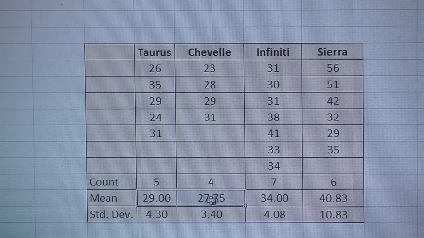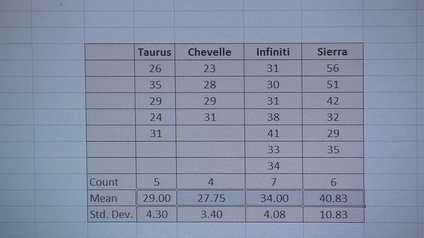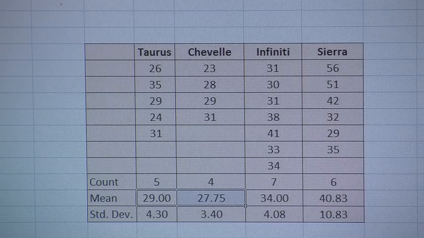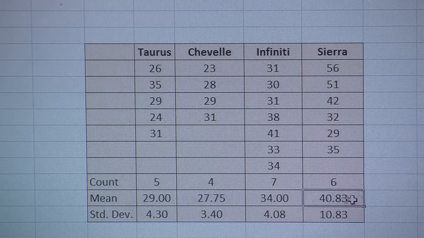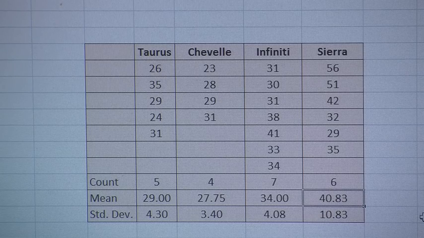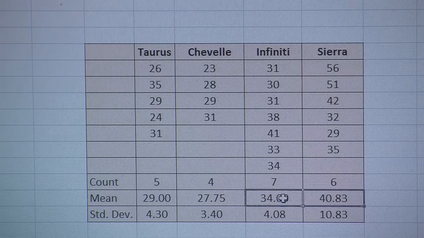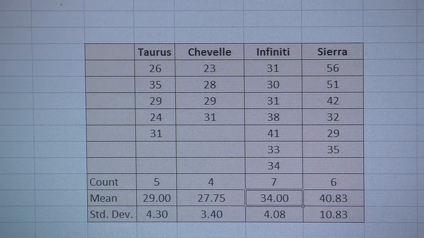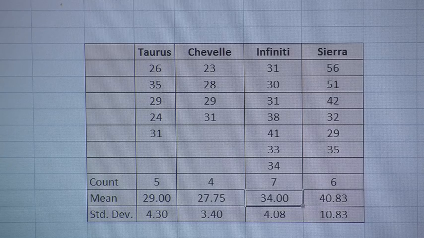Notice here we've got group means that give us some guidance. It seems to me that the Taurus and the Chevelle get about the same mileage. The Sierra appears to get quite a bit more mileage than the Taurus and the Chevelle. I don't know about the Infiniti. We'll just have to run the ANOVA test and find out what happens.